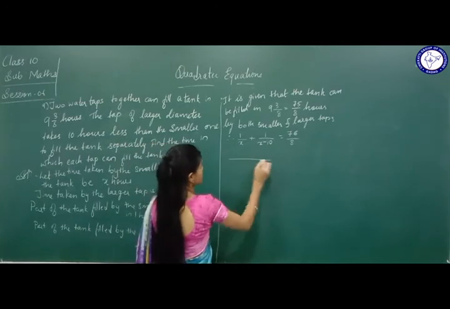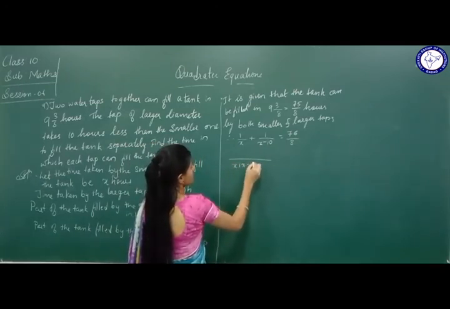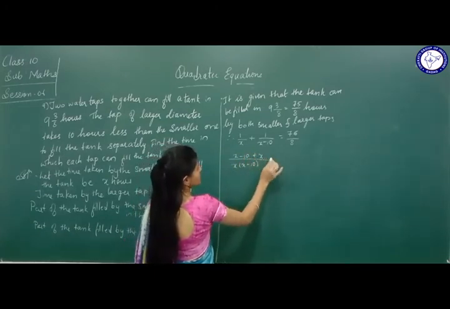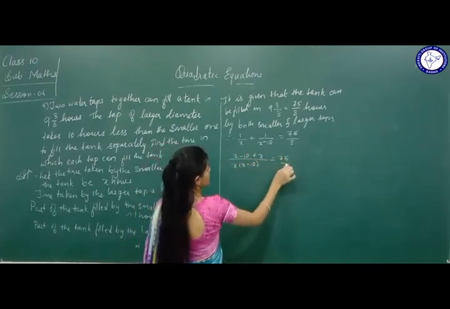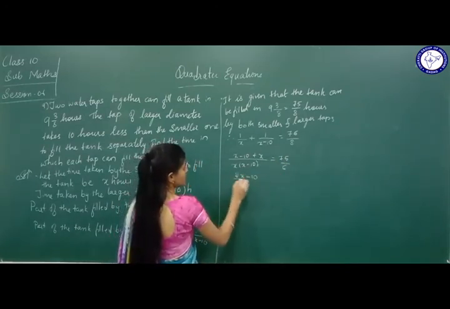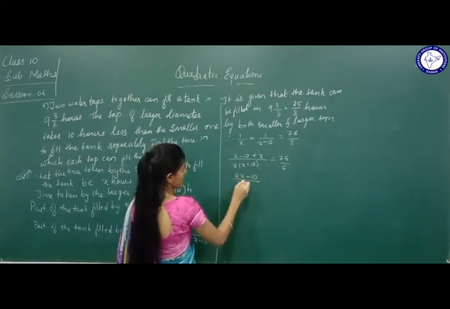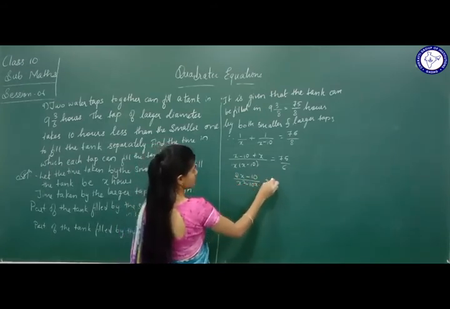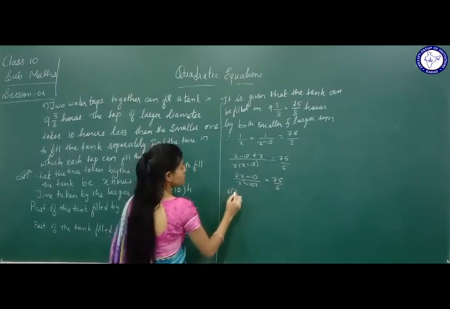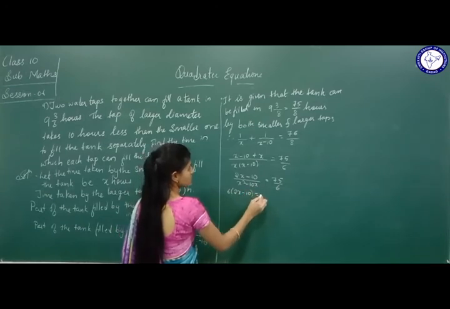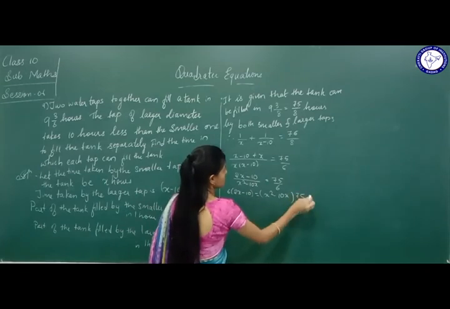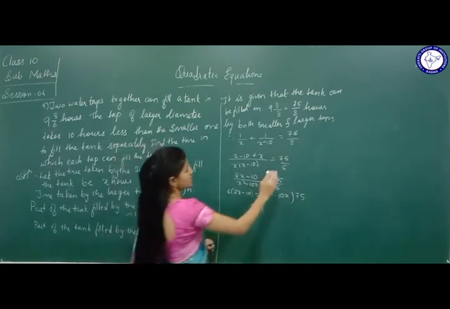Take the LCM. We have x into x minus 10. Here I am left with x minus 10 plus x. This is going to be equal to 75 by 8. Nothing but 2x minus 10 divided by x square minus 10x is equal to 75 by 8. Cross multiply. 8 into 2x minus 10 is equal to x square minus 10x into 75.